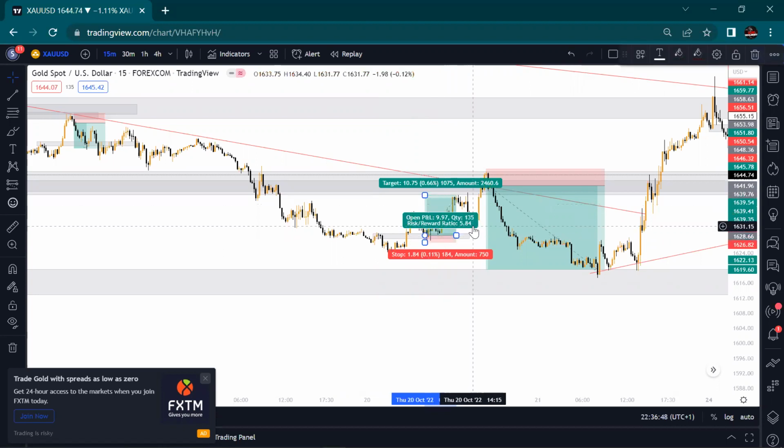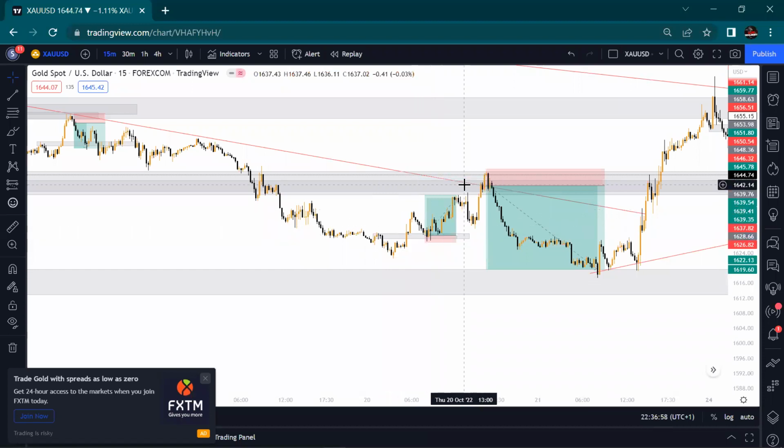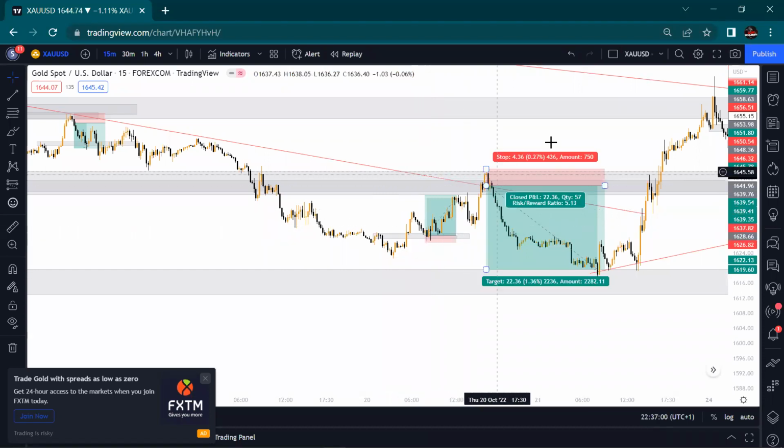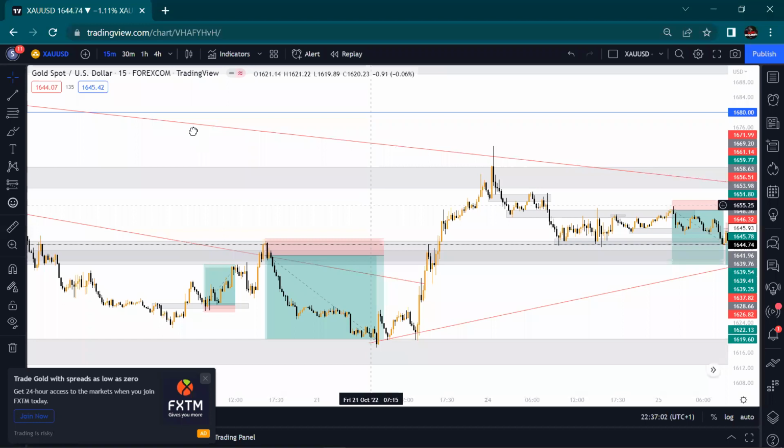As small as it is, it is a 1:5.8 risk to reward, which means if I'm risking $100, I'm making $580 of this particular small move. So what you see is the same strategy. It works very well on gold. And at the same time, let me show you something else.